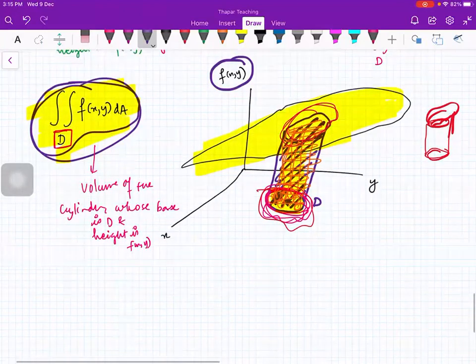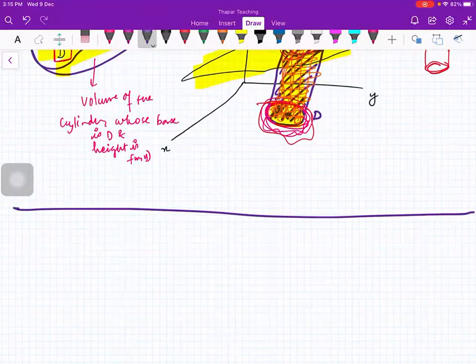Okay. So we will start with the simplest case.